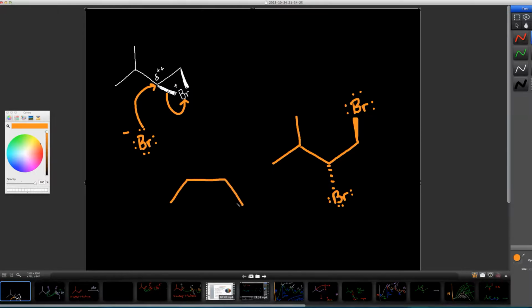If we look at a Haworth projection where it is ring-like, then we would see one bromine going above the plane and one bromine going below the plane. This is another way of thinking about anti-addition.